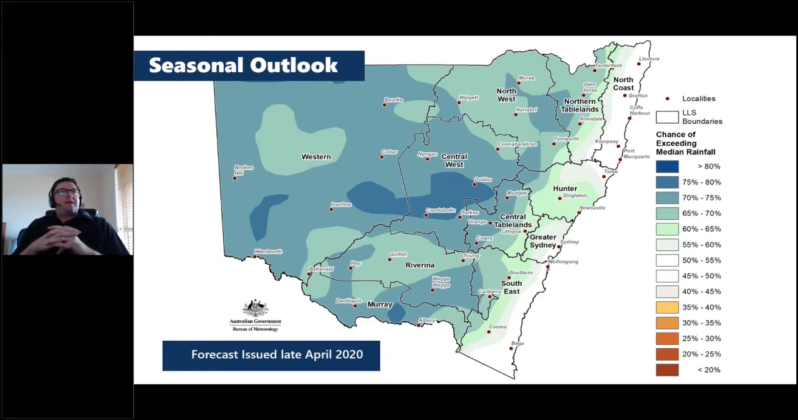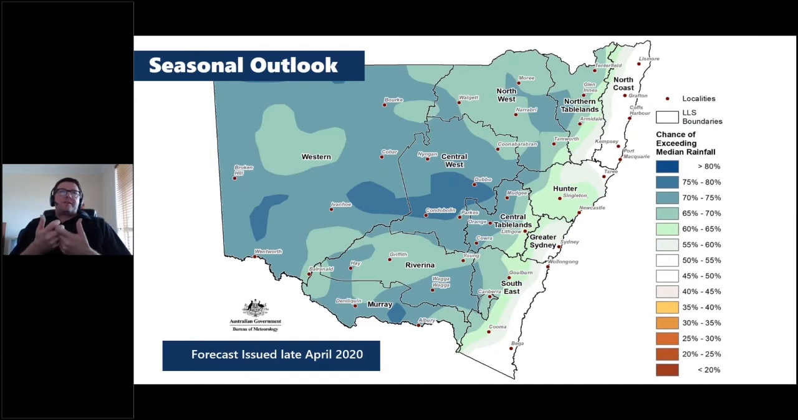What I've put up here is a seasonal outlook that was issued in late April. What it actually shows is the outlook probabilities from the Bureau of Meteorology's main climate model. We'll dig into that in a little while. The way that the Bureau issues its official climate forecast at this level is they calculate the chance of exceeding the median rainfall.